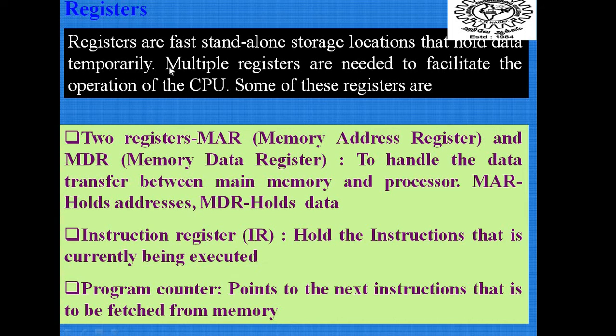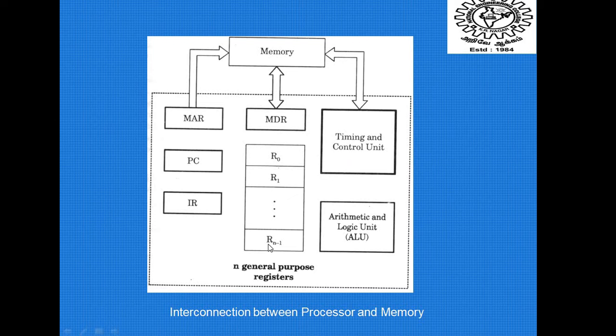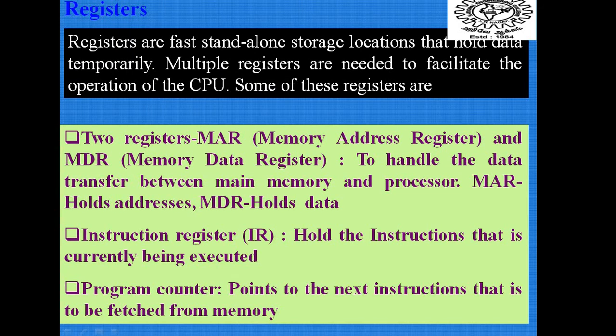As we said, registers are fast, standalone storage locations that hold data temporarily. As I said earlier, a register is used only for temporary purposes. So multiple registers are needed. Multiple registers means here R0 to R(n minus 1), depending upon the value of n; that many registers will be needed. They will hold the data temporarily. Multiple registers are needed to facilitate the operation of the CPU. Some of the registers are, two registers are there.